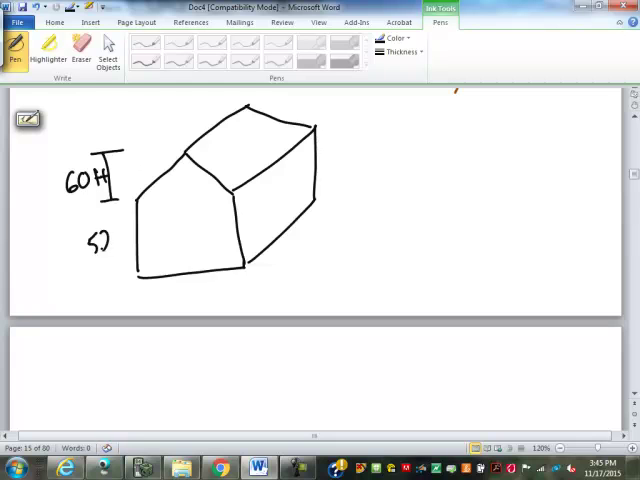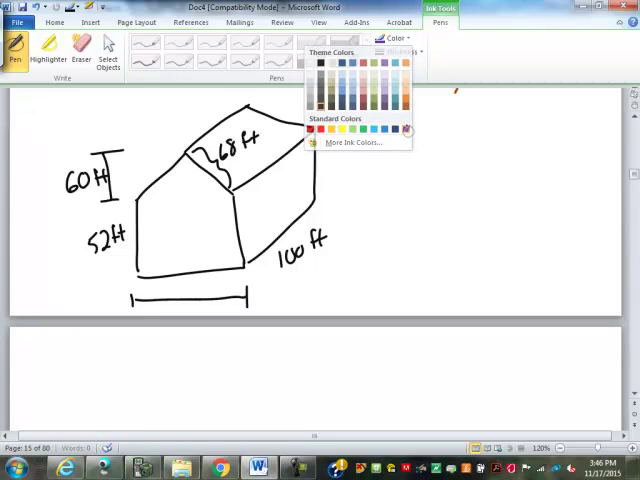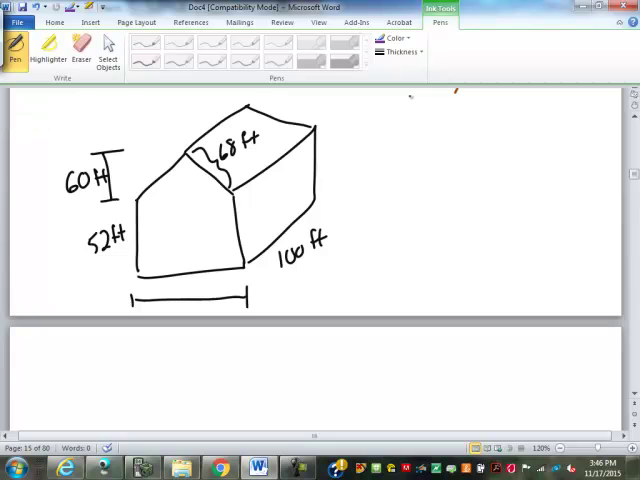60 feet, 52 feet. This is 100 feet long. Now, the thing that confuses most people is it doesn't tell us how wide the barn is. But it does tell us that the peak length here is 68 feet for this example. How can I possibly find the width of the barn just with that slope length? This is the version you had?